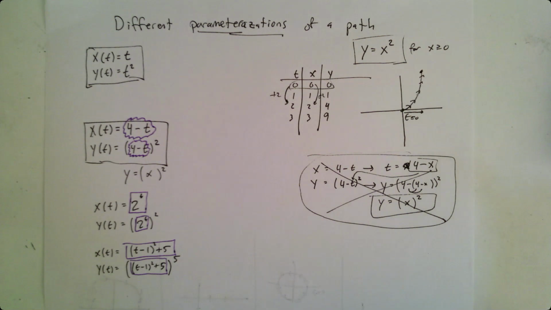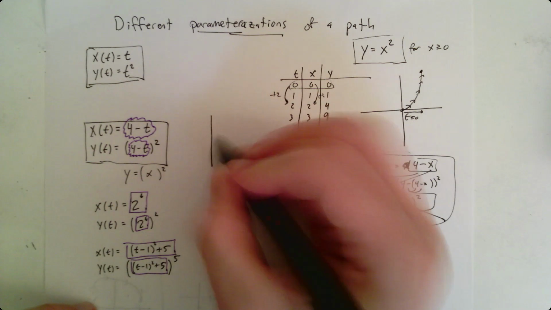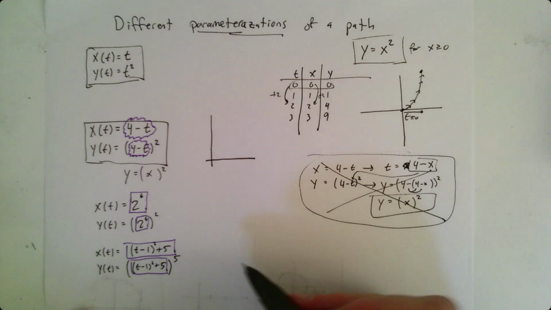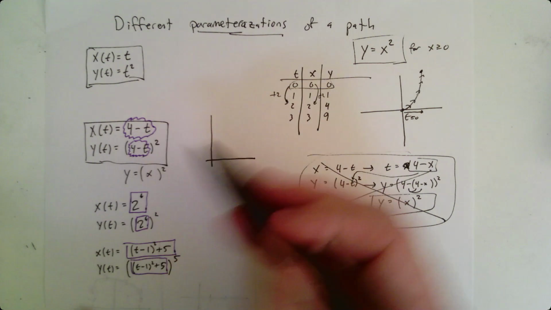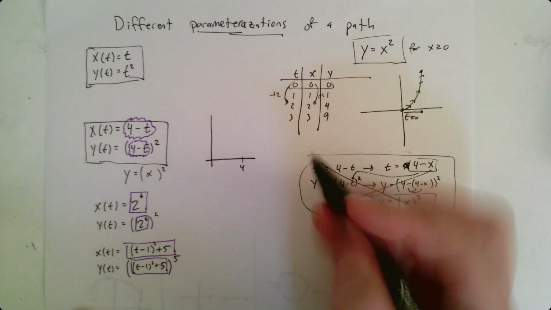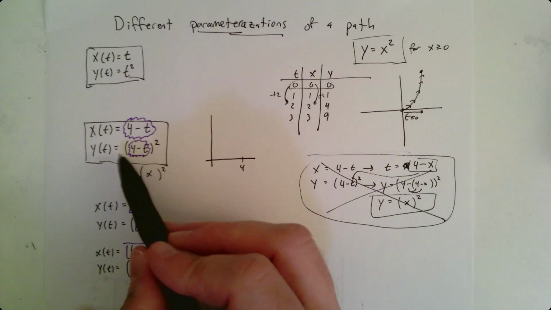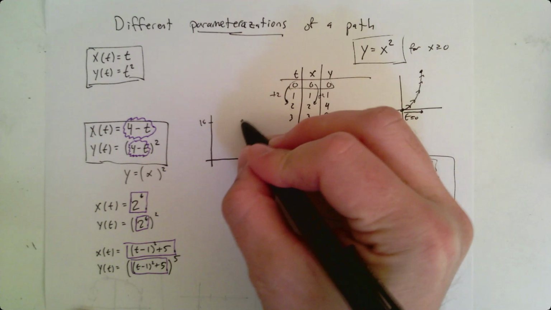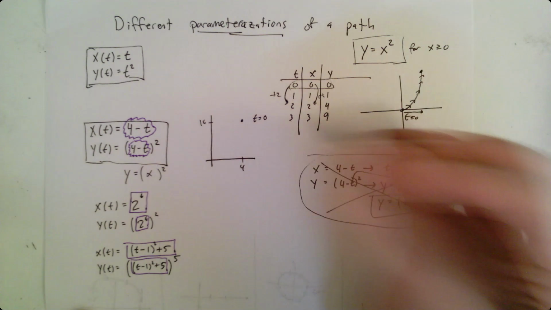So let's think about the different motions for a minute. Let's go back to this one up here with the 4 minus t. A nice thing to do is to think about what's our position when time equals 0, and what happens as time increases. So here if I plug in time equals 0, I get 4, and then I know that the y-coordinate is going to be 4 squared, so up here at 16. So here is t equals 0.